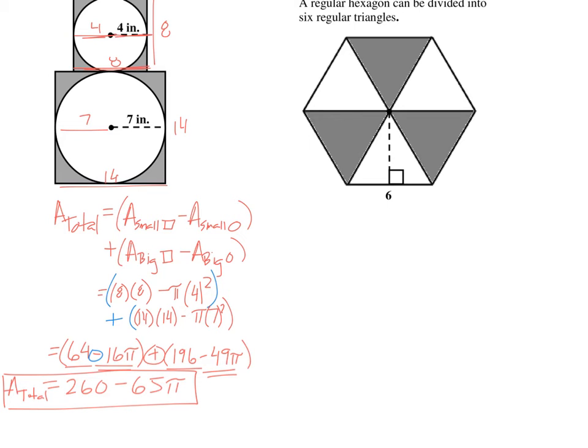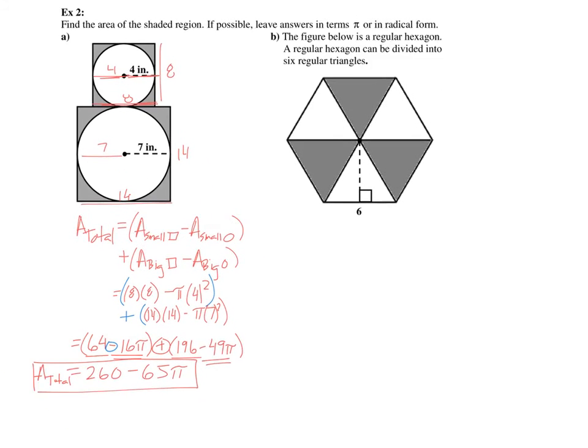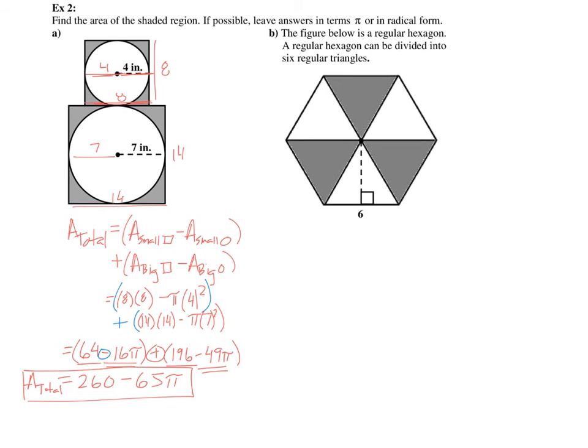There it is. All right, for the next problem. The figure below is a regular hexagon. A regular hexagon can be divided into 6 regular triangles. What does regular mean? It means all the sides and all the angles are the same. Okay, we want to find out this area here. All right, so this hexagon can be broken up into 6 regular triangles, but I only want to know the area of 3 of them. All right, so I just need to figure out the area of the triangle, essentially.